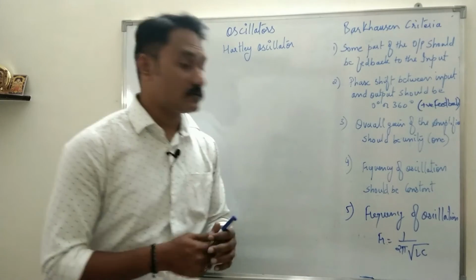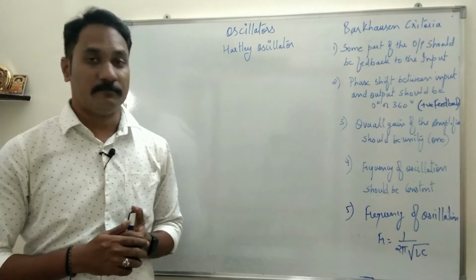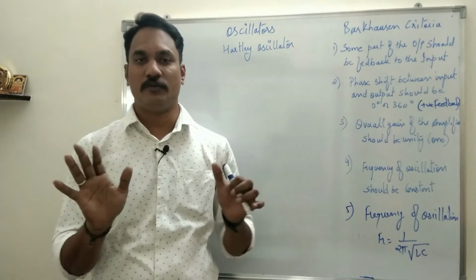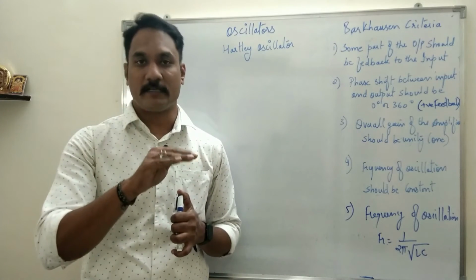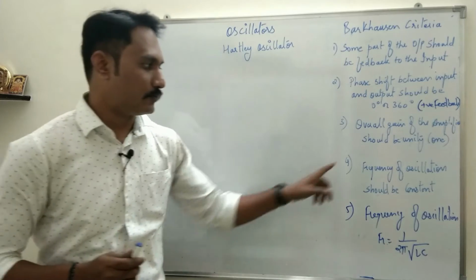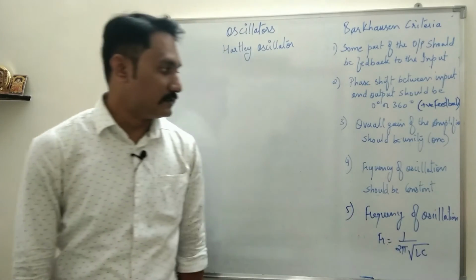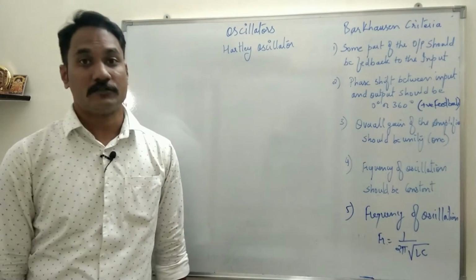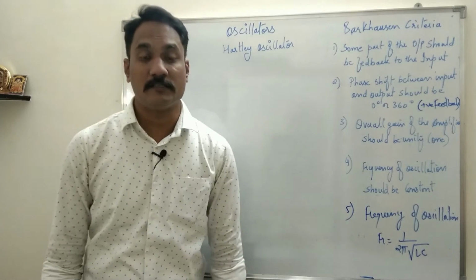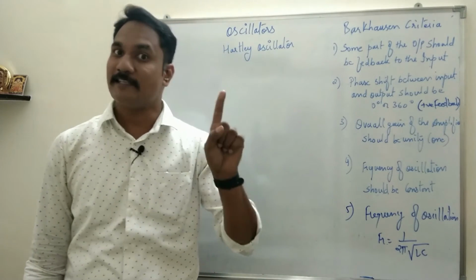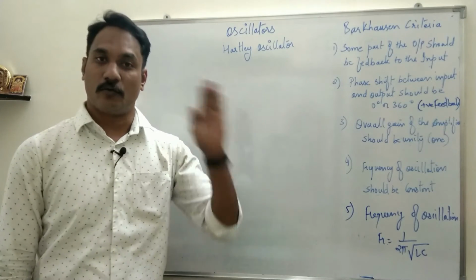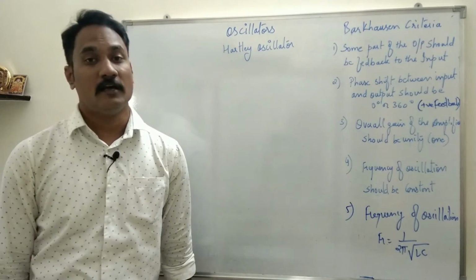Third one is that the overall gain of the amplifier should be unity. That means it should not be used as an amplifier. The gain should be unity. Whatever you are giving at the input, the same should be the output. That is what is meant by this. And the frequency of oscillation should be constant. Amplitude as well as frequency should be constant. Only then it will be called sustained oscillation.